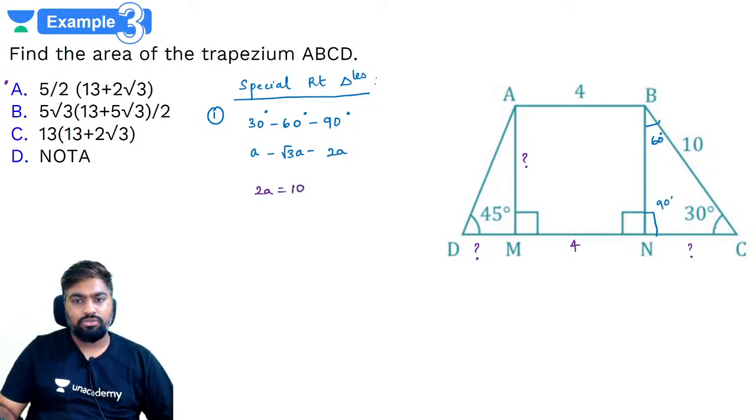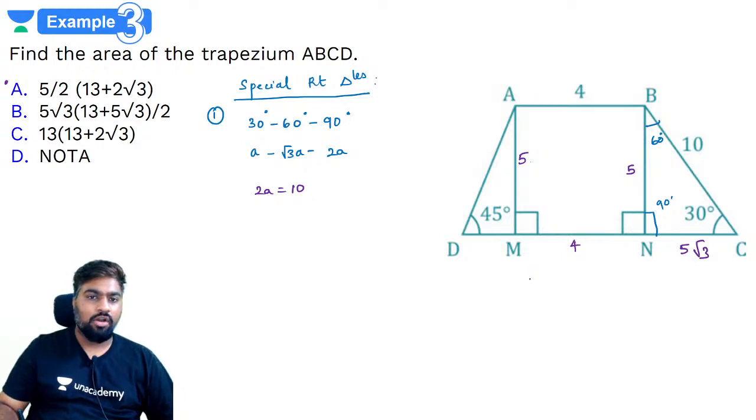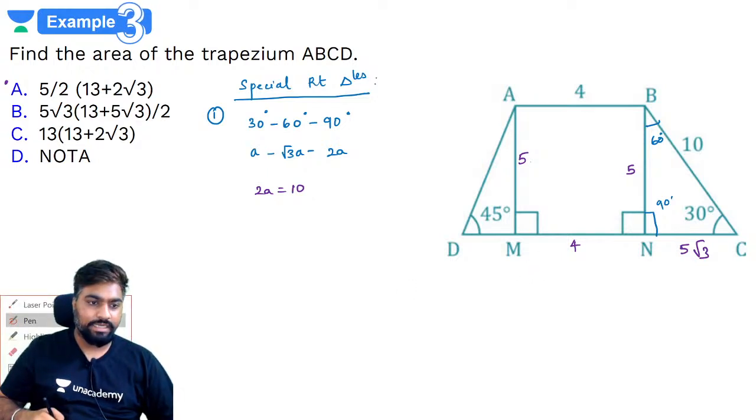We get opposite to 30 is A, which is height is 5. You've gotten the height as 5, yes, and opposite to 60 is what? Root 3A, which is 5 root 3. This is 5 root 3. Got it? Special right triangle.